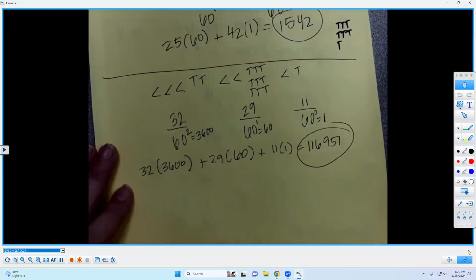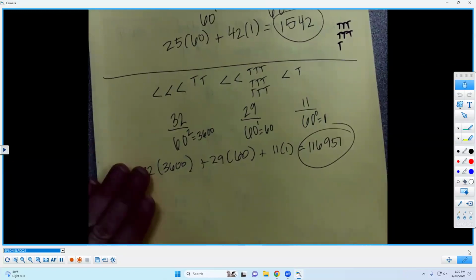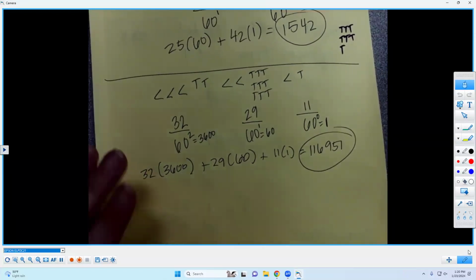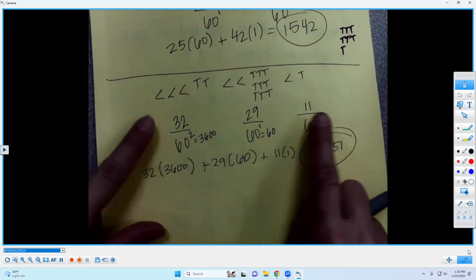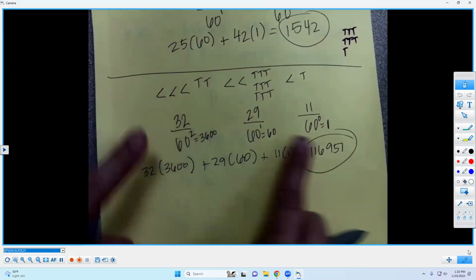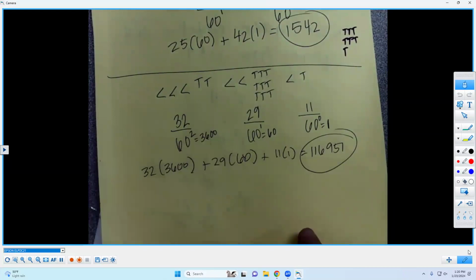Questions about that? Do you get the gist of the base 60 number system, of the cuneiform, and how to switch back and forth between our number system and their number system? Okay. Unless you have other questions, I'll start talking about the issues with this.